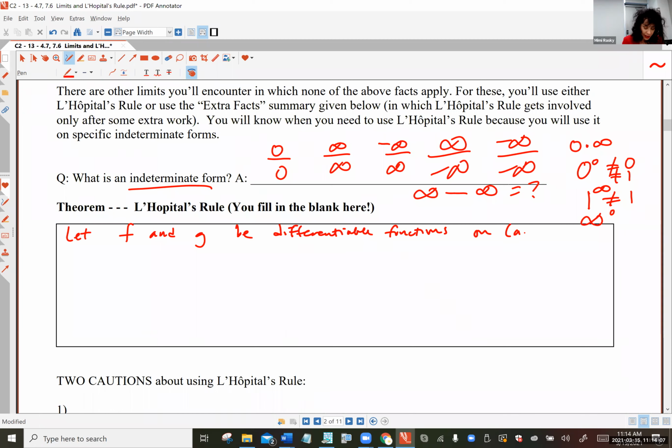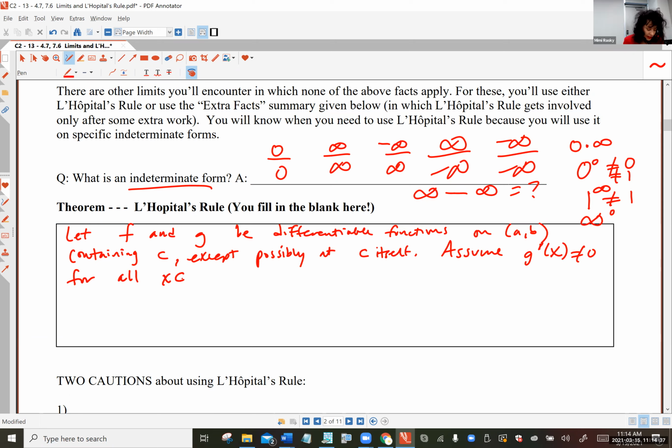On some interval a to b, containing another number c, except possibly it's c itself. It might not be differentiable right there at that moment, but that won't matter. Okay, now assume that g prime never goes to 0, otherwise you'll be in trouble, for all x in that interval, except again possibly at c, because that's like the weird guy.